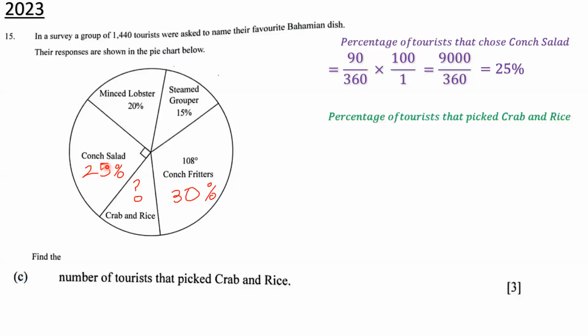We already know that this is 25%. We already know that this is 20%. We already know that this is 15%. And we already know that this is 30%. And so we need to figure out, what is this? What is the percentage for crab and rice?